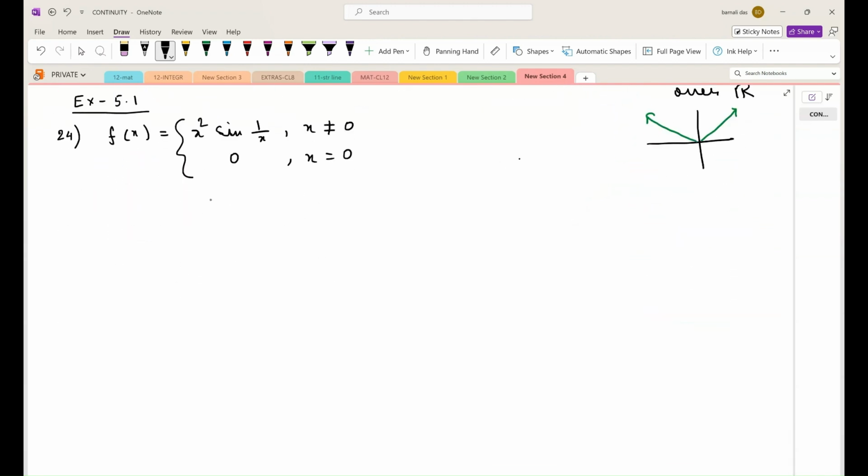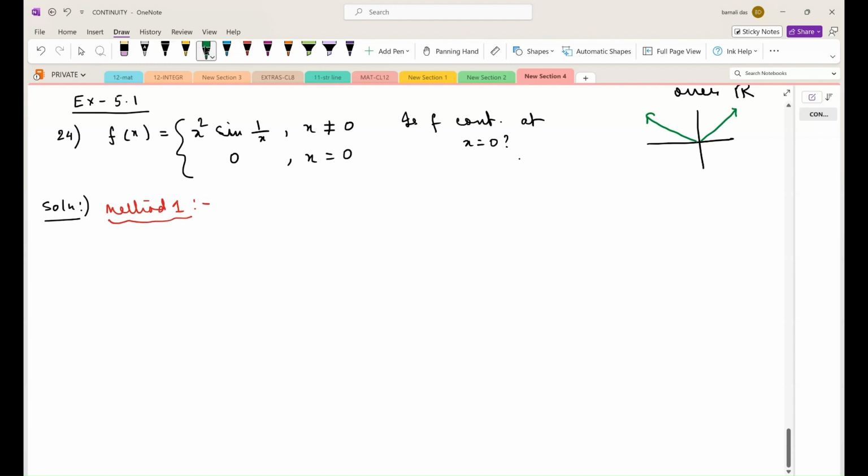Now the question is: is f continuous at x equal to 0? This sum can be done by two different methods. First, let me show you method 1, where I will use the above properties.